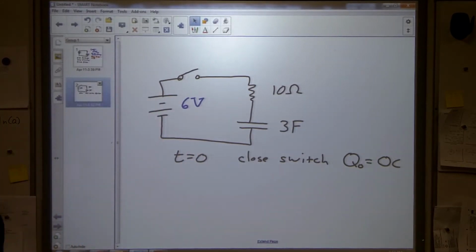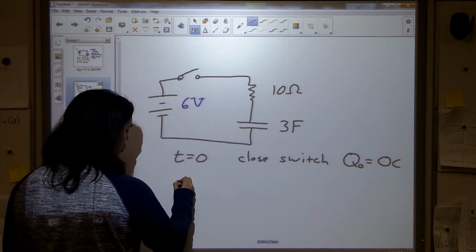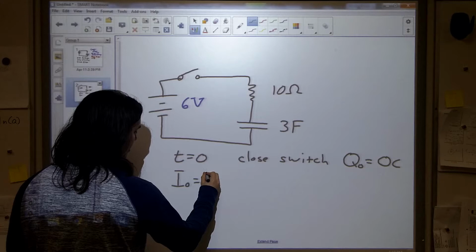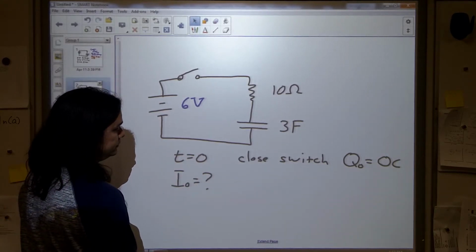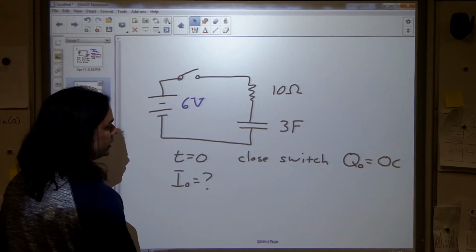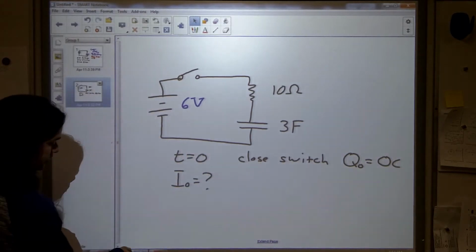My first question is going to be this. What is the initial current coming out of the battery? Or, in this case, the initial current in the total circuit. All right. Here's where we need to introduce another equation, one that deals with capacitors.